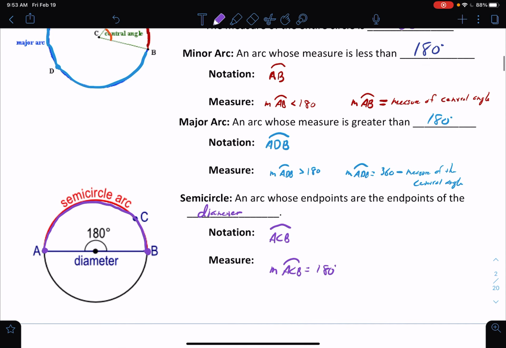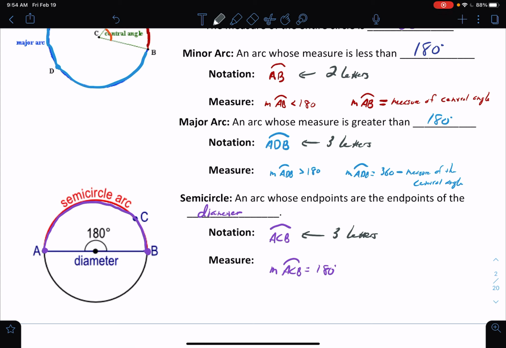So with these arcs, for a minor arc, use 2 letters to name it. For a major arc, use 3 letters. And for a semicircle, use 3 letters. You may see a semicircle with 2, but I prefer to use 3 letters. So a minor arc has 2 and a major arc has 3.